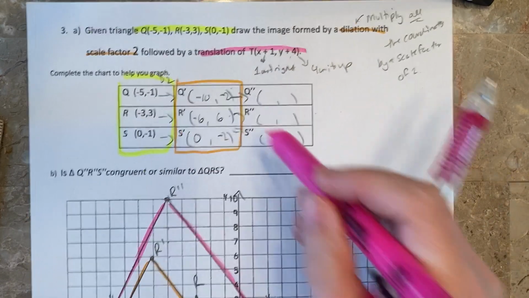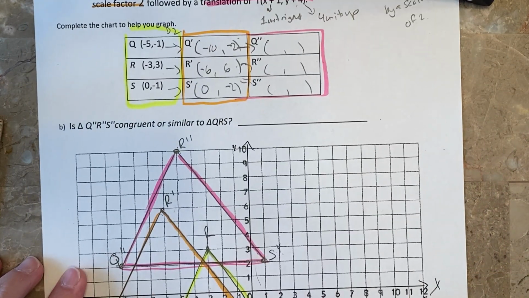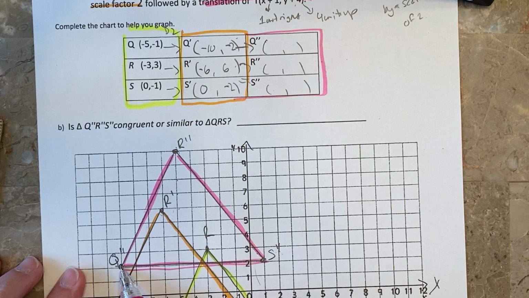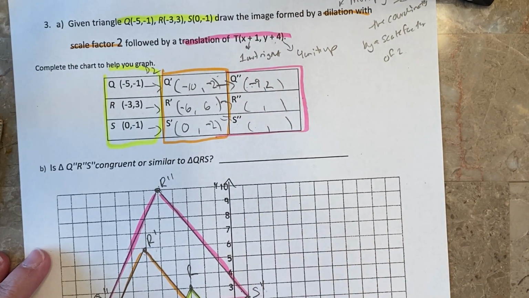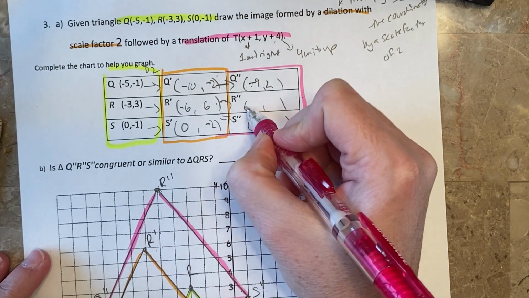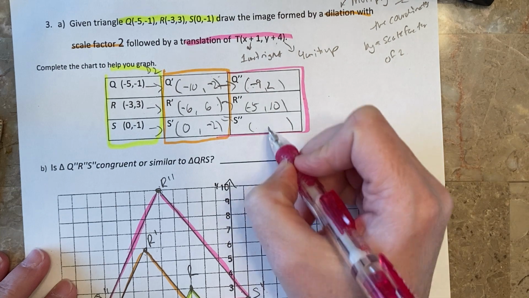So let's get those coordinates of this last one. So Q double prime is (-9, 2). R double prime looks like it's (-5, 10). And then S double prime looks like it's (1, 2).